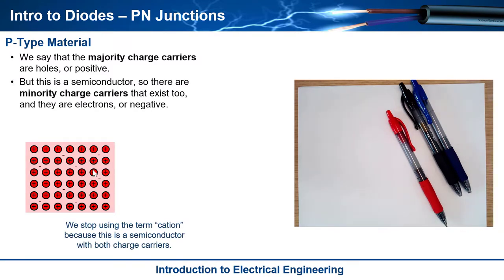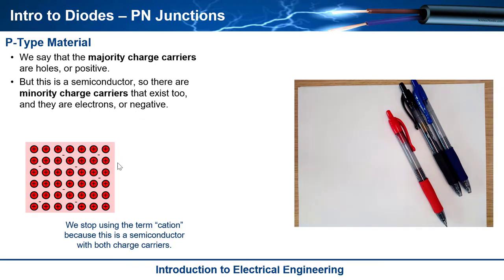However, this is a semiconductor. This isn't an atom where we have an anion or a cation, where it's a single atom. This is made up of a whole bunch of atoms, a whole bunch of silicon, and so we also have minority charge carriers. Within here, we could potentially use minority charge carriers to move current back and forth. And we would say that this p-type material has a minority charge carrier of electrons, or negative.